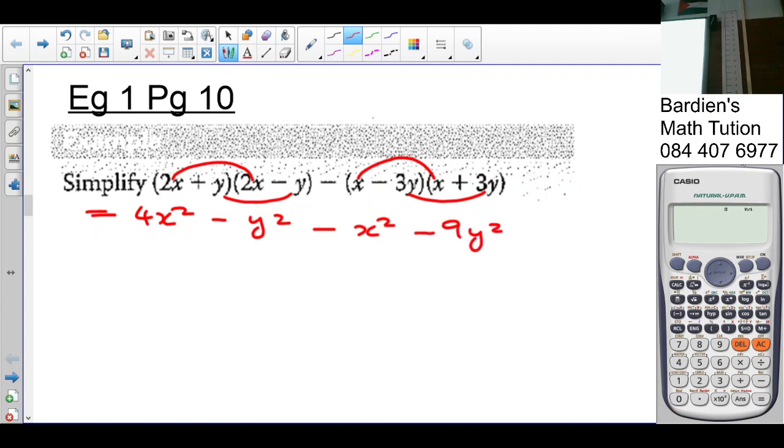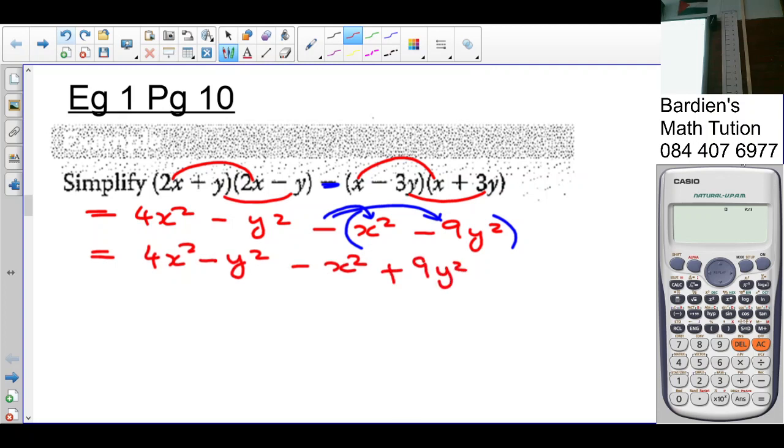It's wrong. Why must there be a bracket? Because of the minus sign. It's also a commonly made error by learners. They don't put a bracket here. You must put a bracket. Why? Because of that negative sign there. You see that, people? So what I do is I now multiply the negative in. So it gives me 4x squared minus y squared minus x squared plus 9y squared.